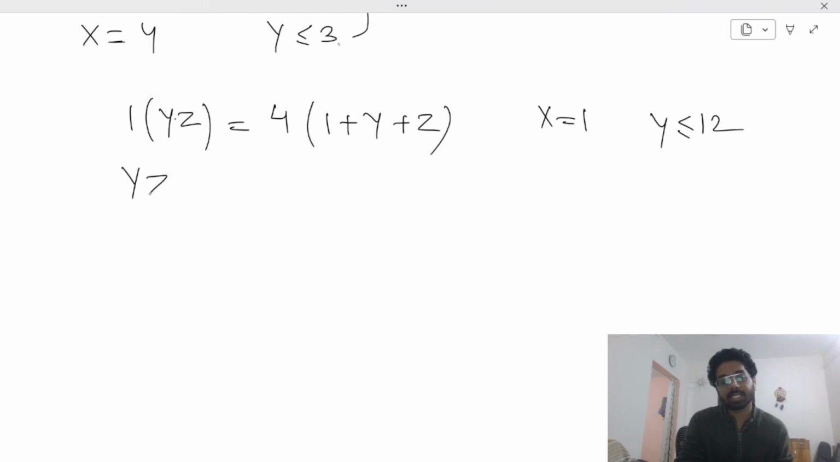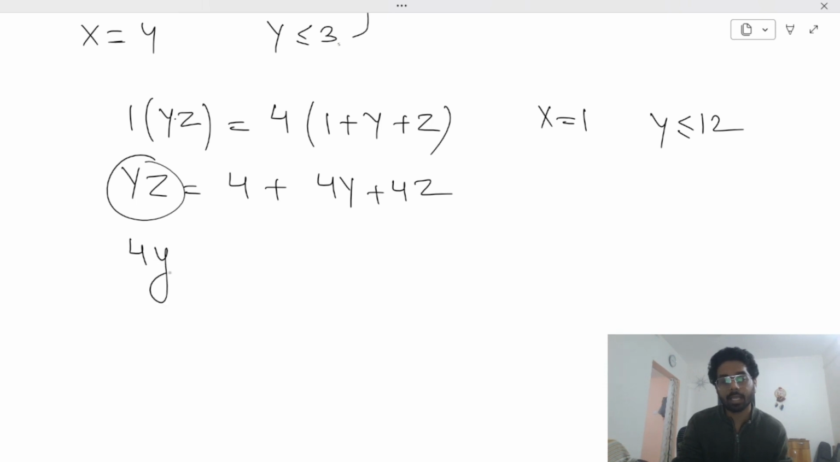You will have yz is equal to 4 plus 4 times (y plus z), or I can write it down like 4y plus 4z. And if I bring all the terms to the other side, I will have this as 4Y. Okay, sorry, capital Y. Make sure that you do not make any mistake. 4Y plus 4 capital Z minus YZ, and we have plus 4 over here, equal to 0.